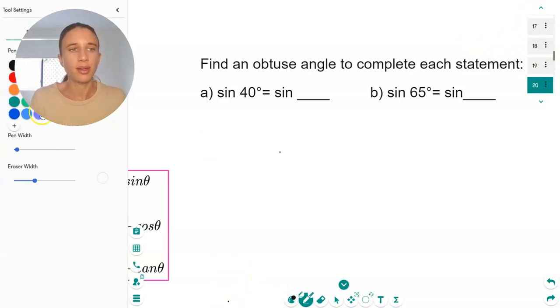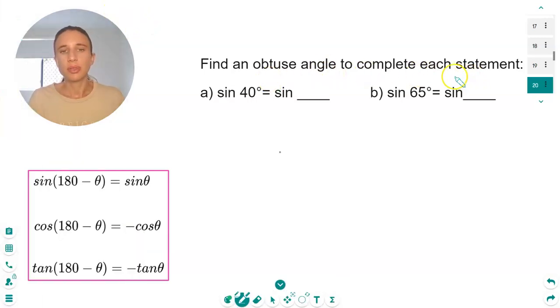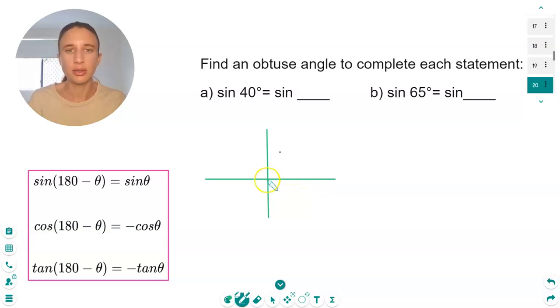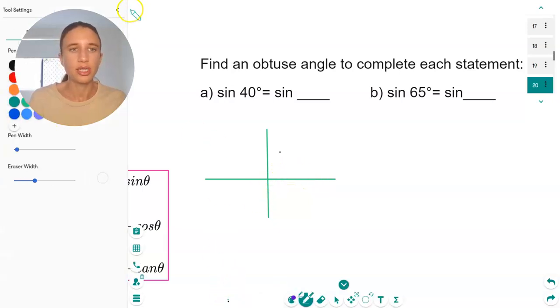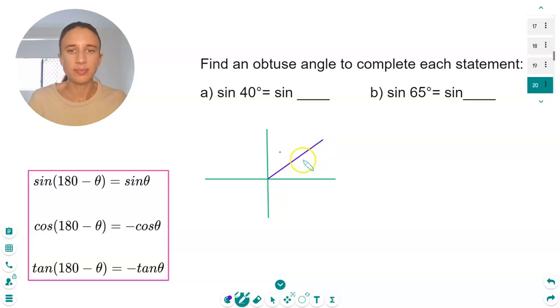Let's get a different color. Find an obtuse angle to complete each statement. And I've got these relationships just summarized in the bottom left corner here. Sine 40. So let's actually draw it just to get an idea of what's going on. So we're finding an obtuse angle. And we know that sine 40 lies here. All of the acute angles lie in the first quadrant. So we've got 40.